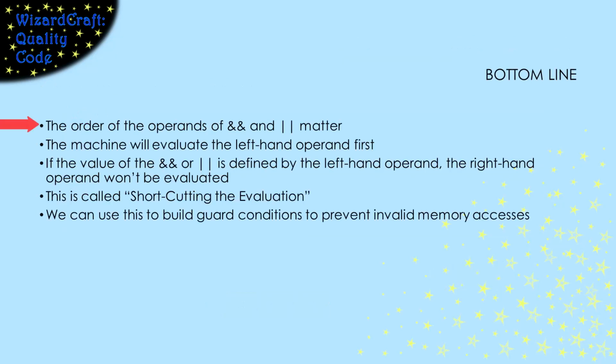Bottom line, the order of the operands around and or matters. The machine will evaluate the first one, the left-hand operand, and if it can use that to make a conclusion about the value of the and or, it will stop there and never evaluate the right-hand operand. We can use this to build guard conditions to prevent invalid memory accesses.